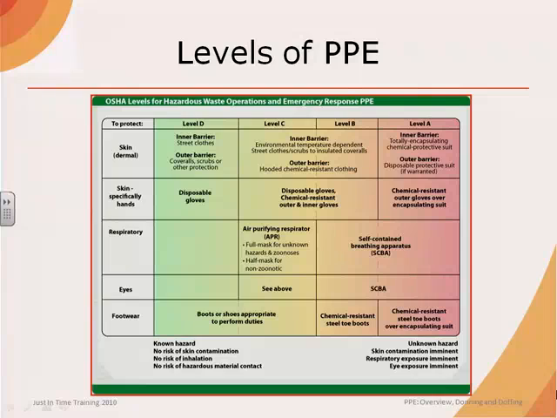Level C is used when the concentration and types of airborne substances are known. The use of chemical-resistant items is added to allow for disinfection following activities. Face and respiratory protection, such as air-purifying respirators, are also used. General agreement exists that Level C PPE would be adequate protection for veterinary responders in most situations. This level would be recommended when responding to an event such as a highly pathogenic avian influenza outbreak.